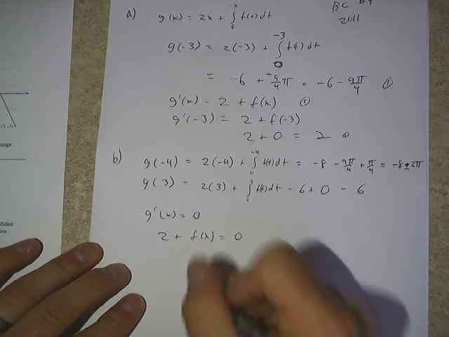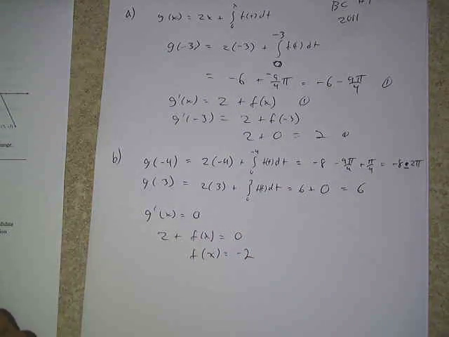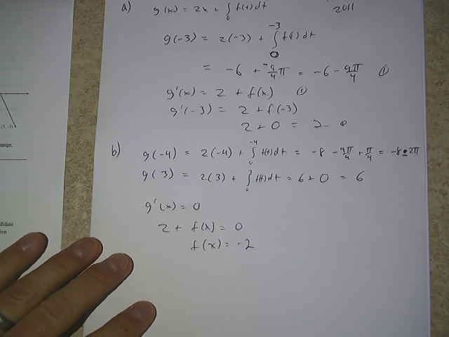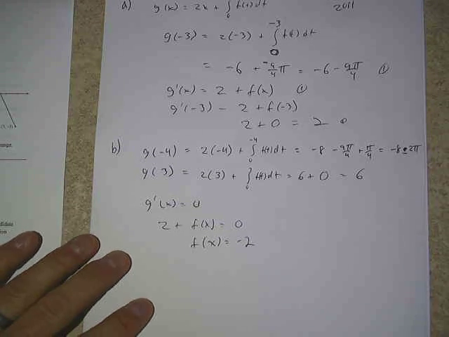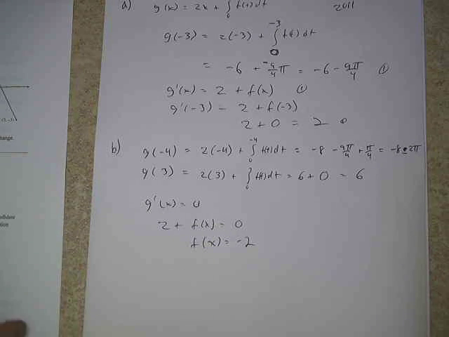Alright, now, the question is, where else could we get a maximum value? Well, we know that that's when the derivative either equals 0 or where it doesn't exist. Well, keep in mind that the derivative here is 2 plus f of x. And so we ultimately want to know, when does f of x equal negative 2?